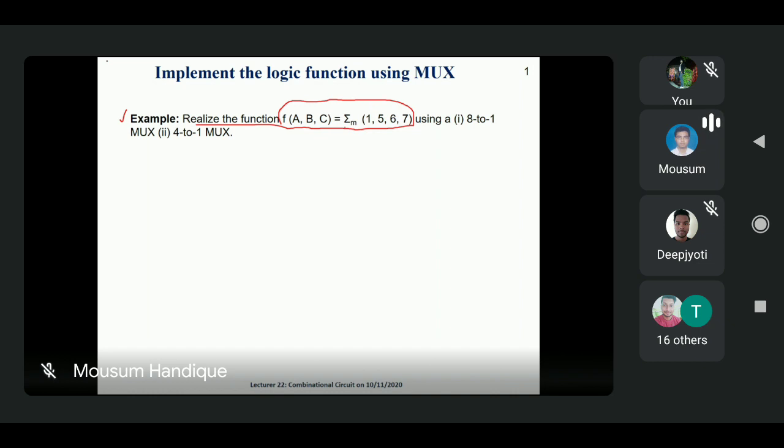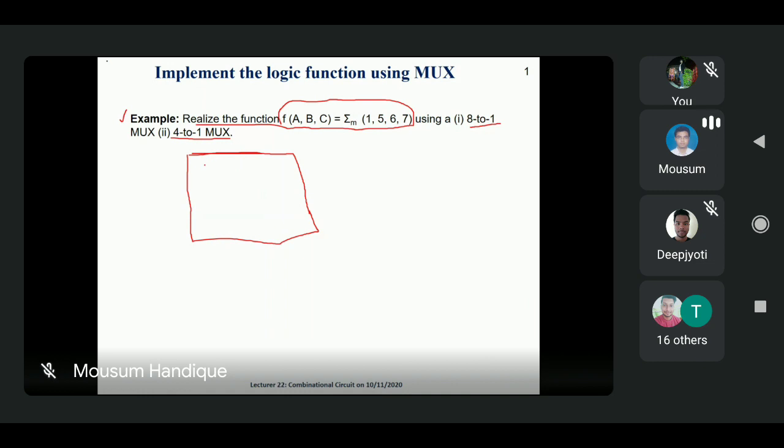If expressions are given, then obviously you know how to convert the expression to min terms or max terms. Suppose this particular function we are constructing with the help of an 8 to 1 mux and a 4 to 1 mux. Good. Now, based on this function, we are finding the behavior of the function, and we can demonstrate this with the help of a truth table.